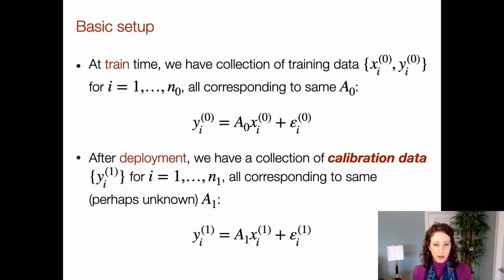So here's the basic setup. When we're training, just like we talked about in the first half of today's lecture, we're going to assume that we have XY pairs that all correspond to some original forward model, A0. Then after deployment, we're going to have a collection of calibration samples. And for the calibration data, we only have the Ys. This is like only having access to the MRI scans without knowing the ground truth MRI images that led to those scans. But they all correspond to the same new forward model A1. And again, it's a similar kind of setup, we just have a different forward model here.